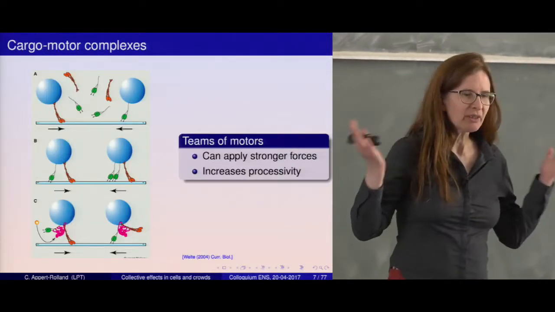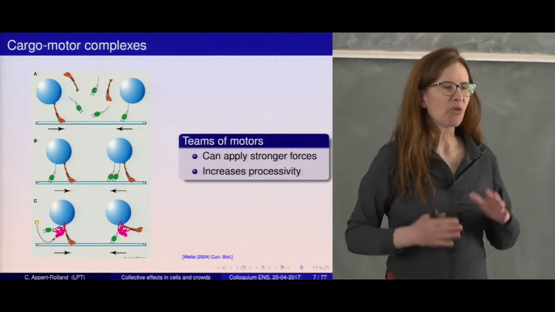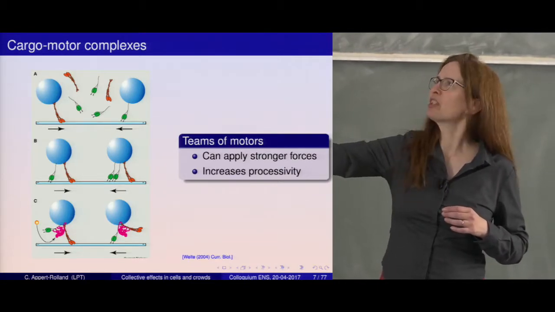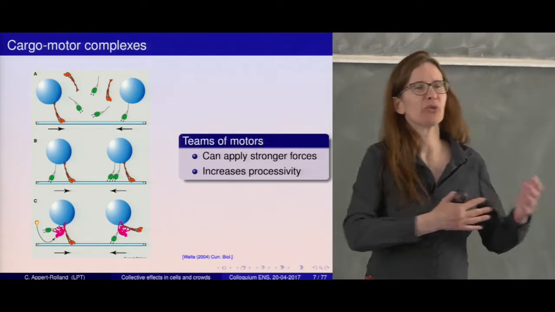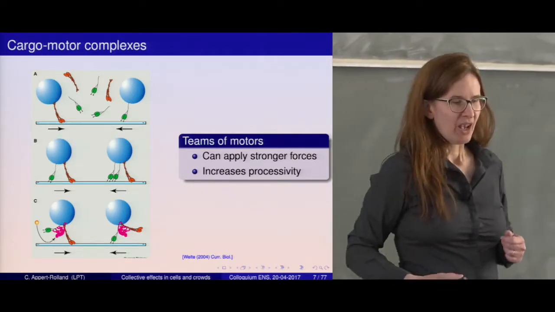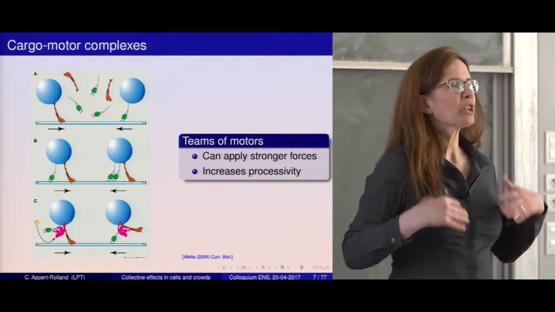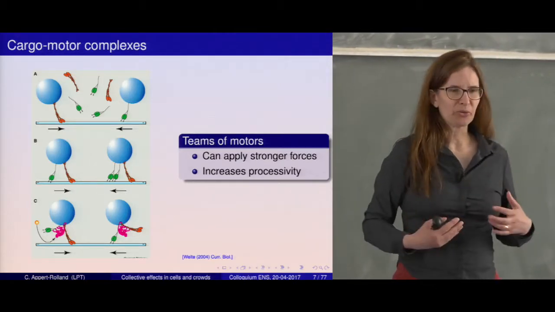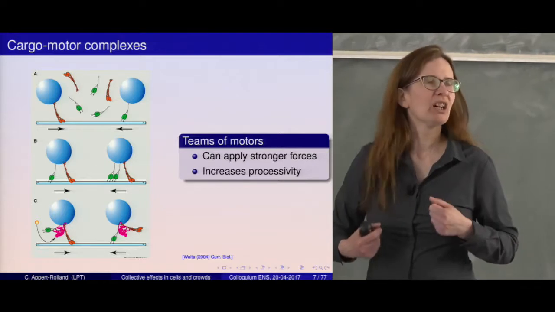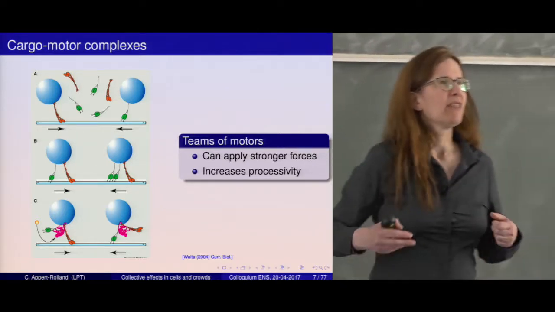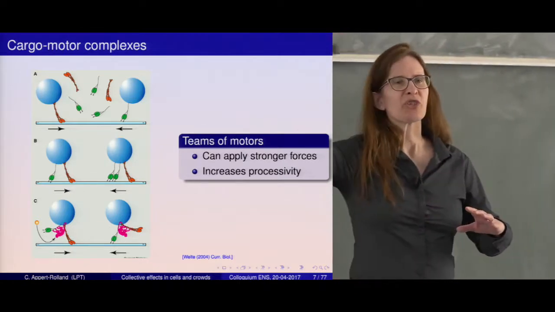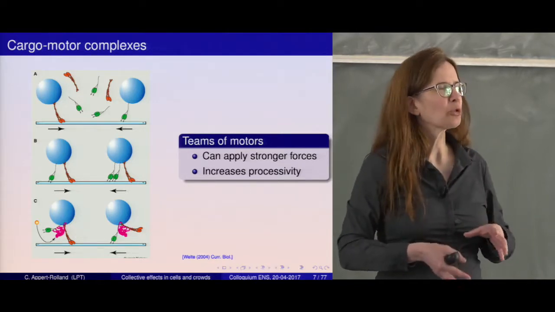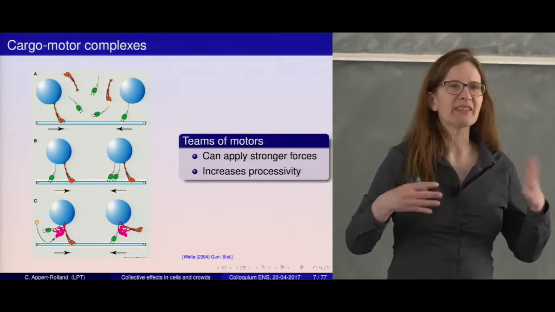So this seems quite simple now, but there are some questions. First, you could imagine that when you want to carry a cargo, you would attach one motor of one kind, and then you would go in the direction where this motor walks. But as I said, the system is quite crowded, and you may have an interest to attach several motors to be able to apply stronger forces, and also to increase processivity. This means that if one motor detaches, the other one would not detach at the same time. So you would stay attached to your microtubule for a longer time. So all this seems favorable.